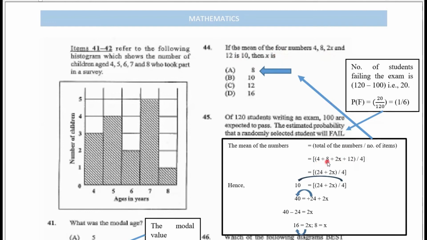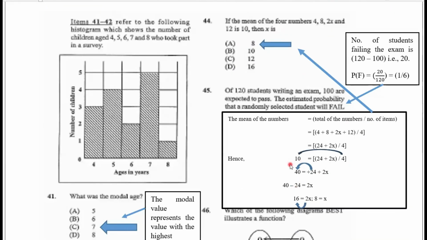4 add 8 is 12. 12 add 12 is 24. Add 2x, all divided by 4, would give you a mean, and they say the mean is 10. So in a case like this, it's simple algebra. We could carry the 4 across. Opposite of divide is multiply. So 10 by 4 is 40. That's equal to 24 add 2x.